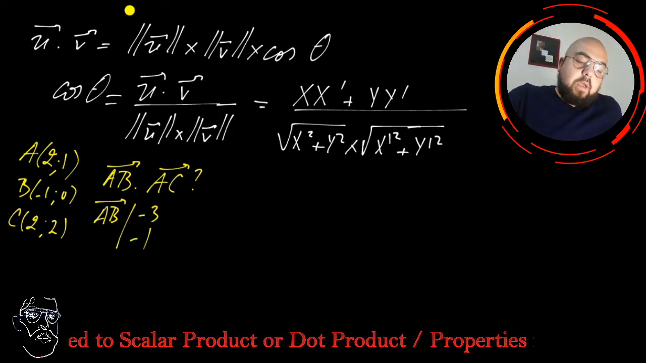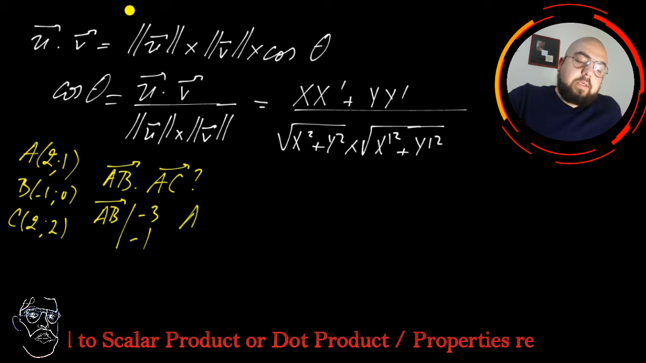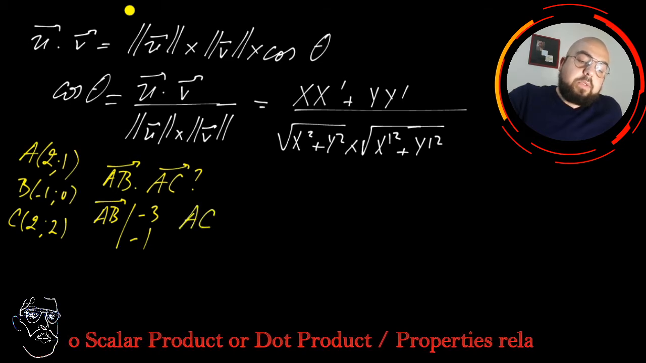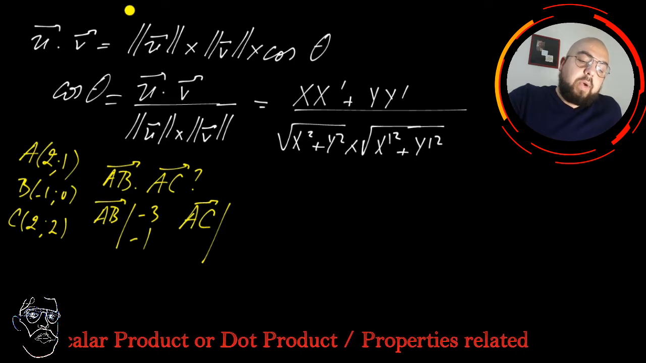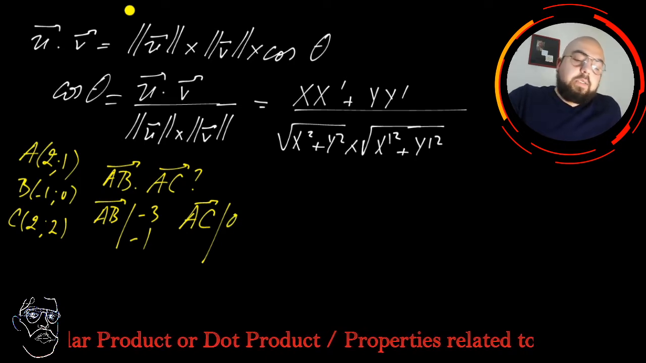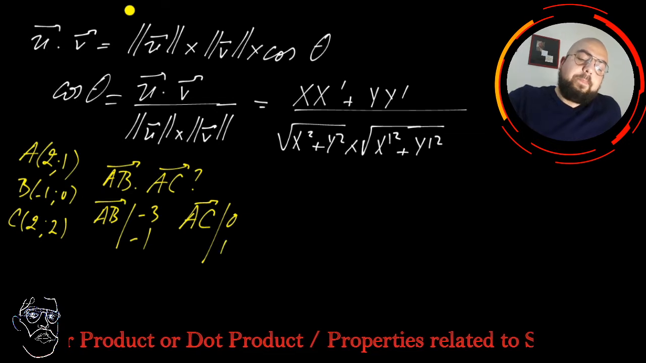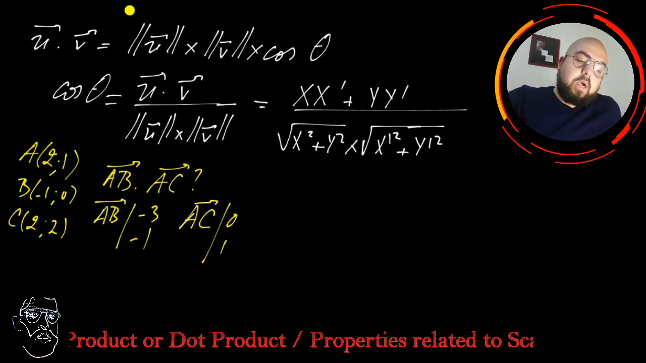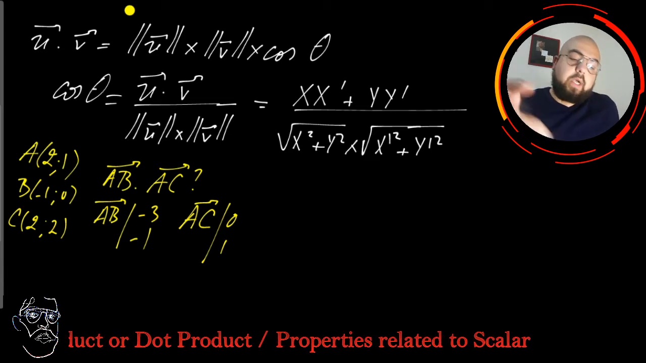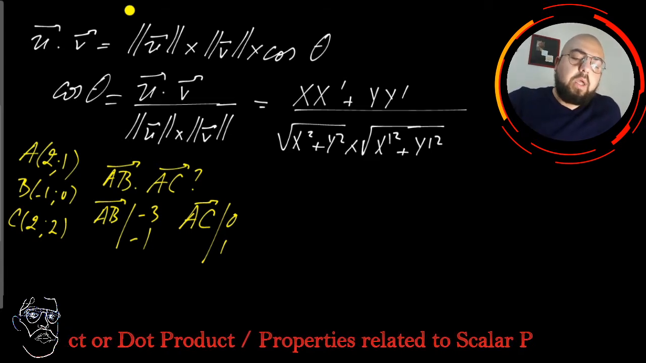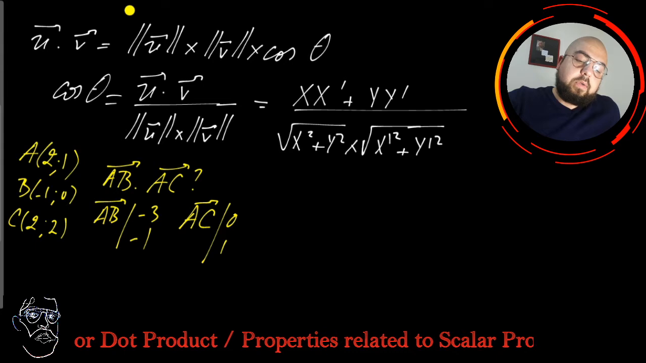Similarly, I will have to calculate the components of the vector AC. So it's x of C minus x of A: 2 minus 2, 0. And 2 minus 1, 1. So I'm interested in this case to calculate the cosine of the angle, not the scalar product. Of course, I will pass through the scalar product.